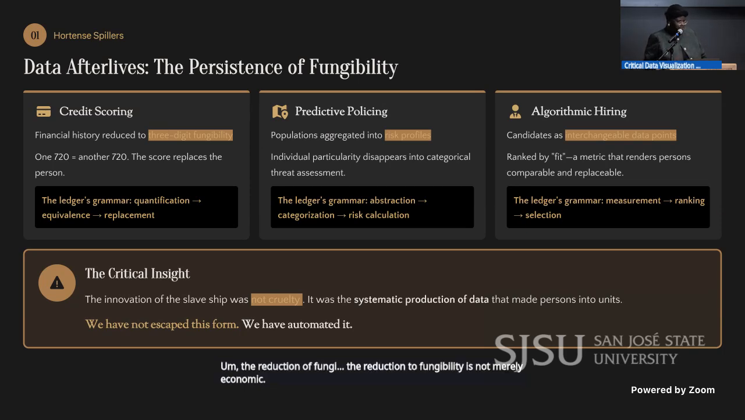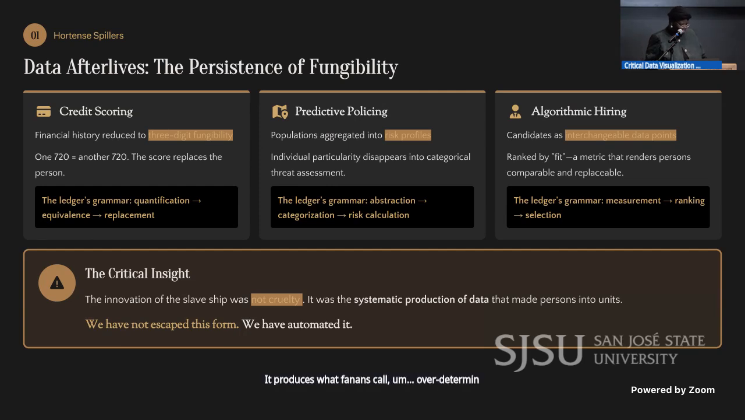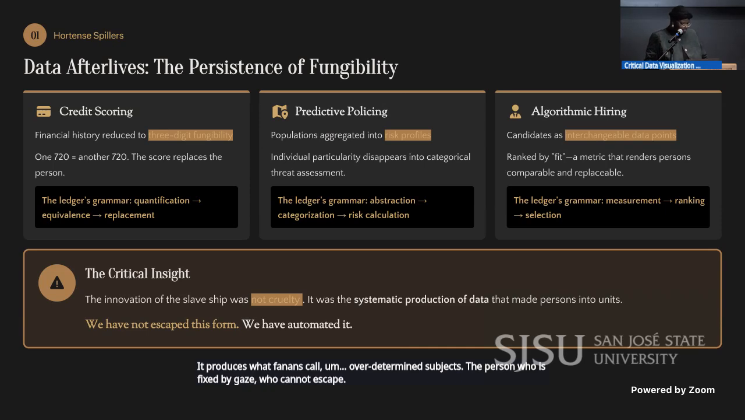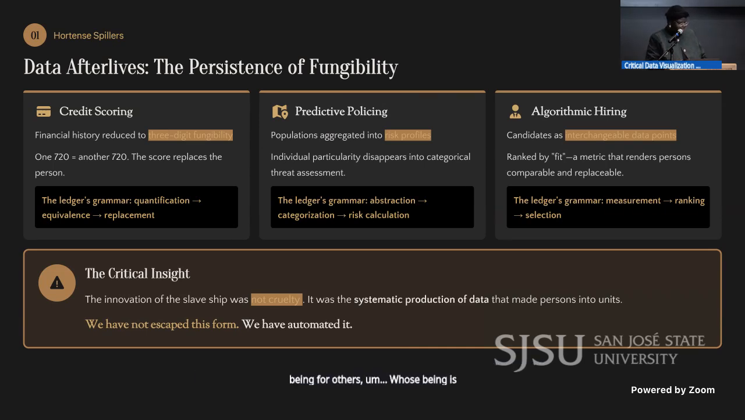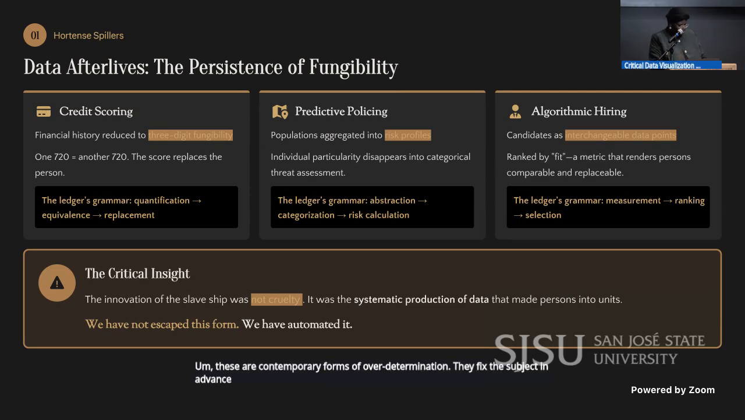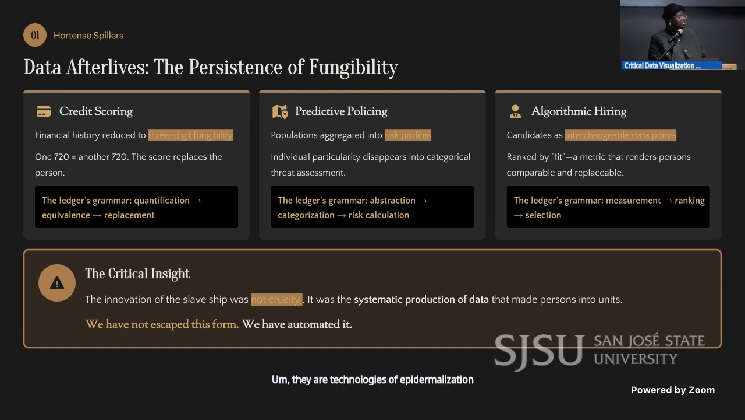It produces what Fanon calls overdetermined subjects. The person who is fixed by gaze, who cannot escape being for others, whose being is given back to them as an object. The credit score, the risk profile, the algorithmic rank, these are contemporary forms of overdetermination. They fix the subject in advance. They are technologies of epidermalization operationalized in today's world.